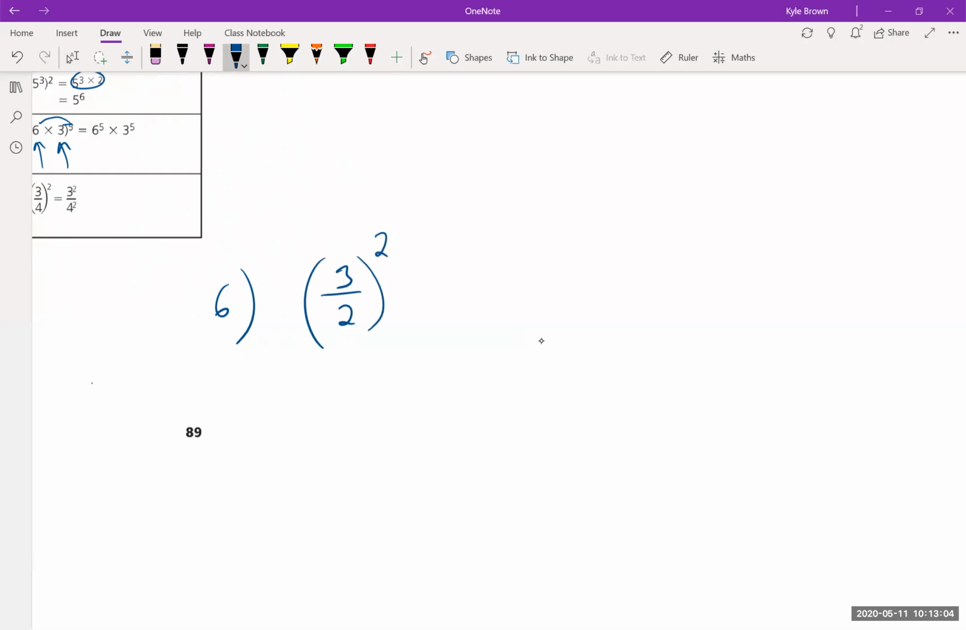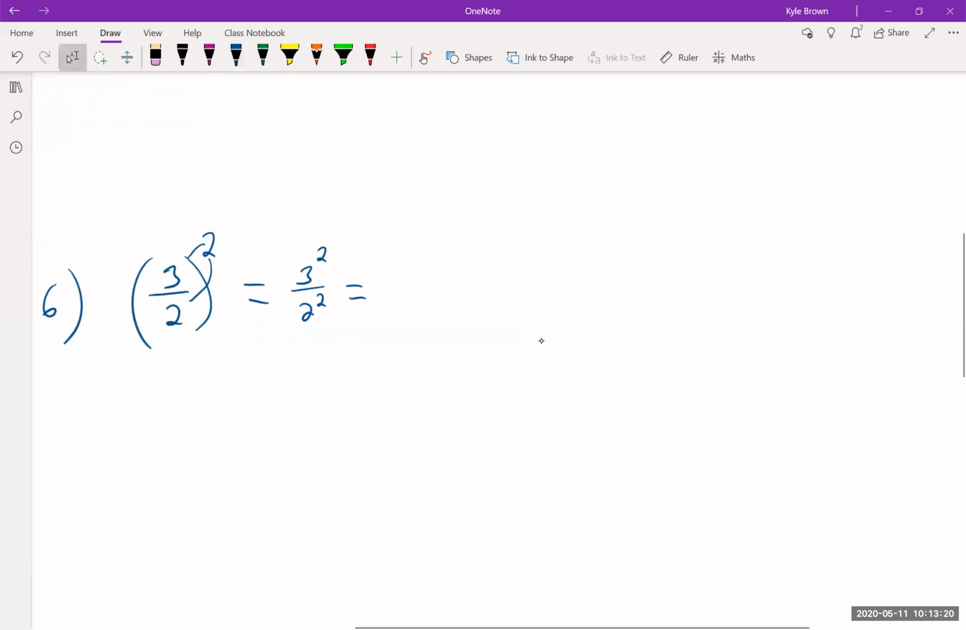squared. And maybe it says, write this as a fraction, right? Like keep it as a fraction. All right, so the idea here is you just need to know that this 2 is being applied to both of them, right? The squared. So this would be like 3 to the power of 2 over 2 to the power of 2. That would be 3 to the power of 2 is 9 over 4.